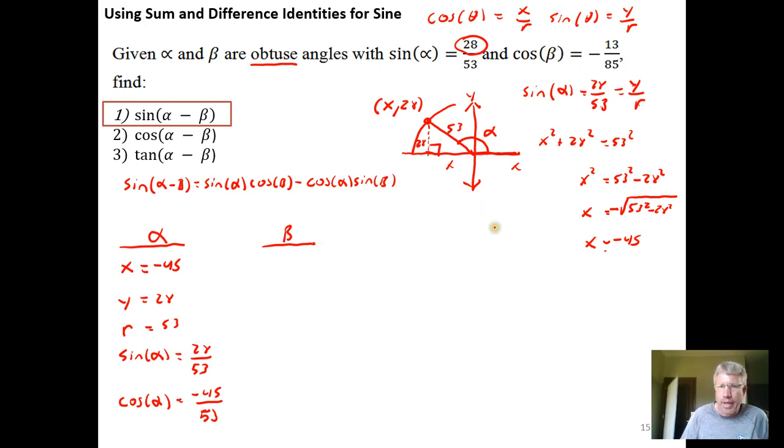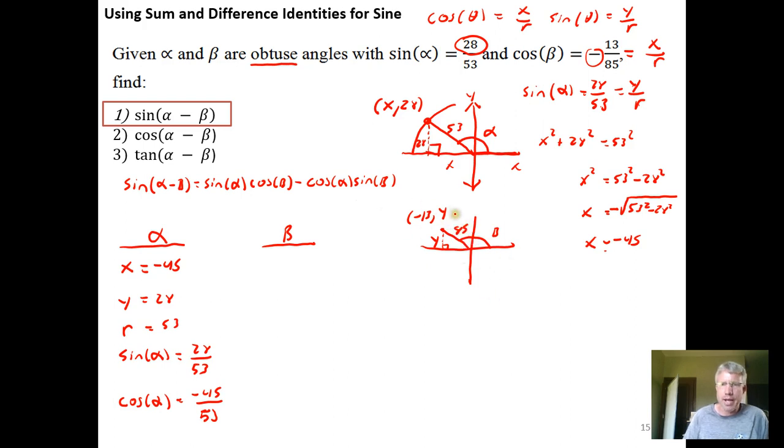So I have another obtuse angle, beta, sitting somewhere in quadrant 2. And this time I'm told it's the cosine, and I know that cosine is the ratio x over r. So the negative sign here tells me I have an x-coordinate of negative 13. I don't know the y-coordinate, but I do know this radius is 85.